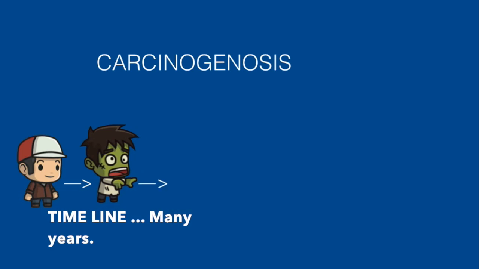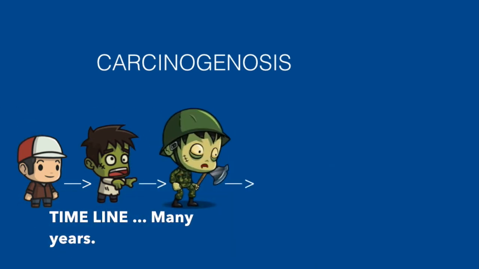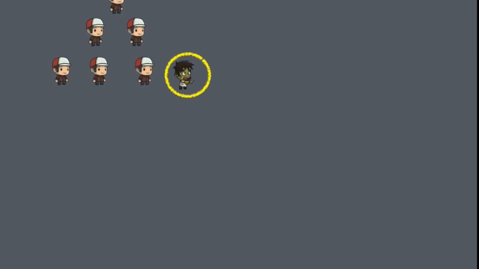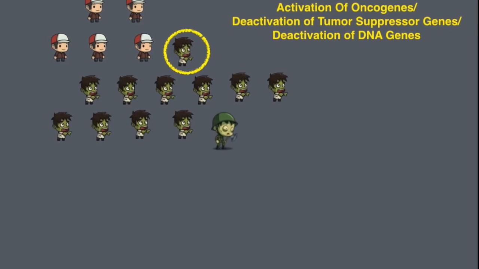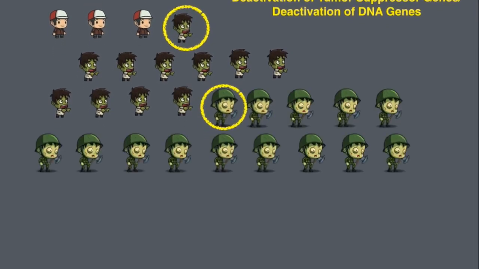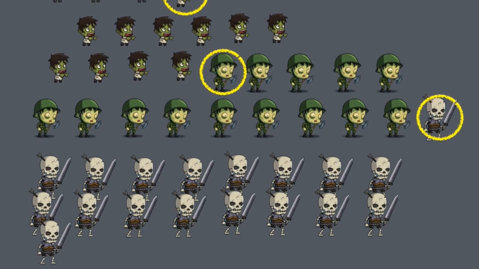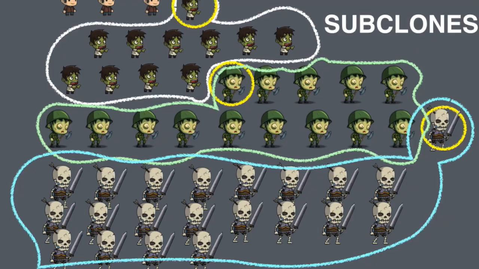Think of it as a game where every new mutation is an upgrade for your demonic character. The more unrepaired DNA damage happens in your cell, the larger increase in somatic mutations and epigenetic alterations. Each mutation acts as an upgrade and changes a cell's behavior, forming subclones. This leads us to the idea that all cancer cells are different.